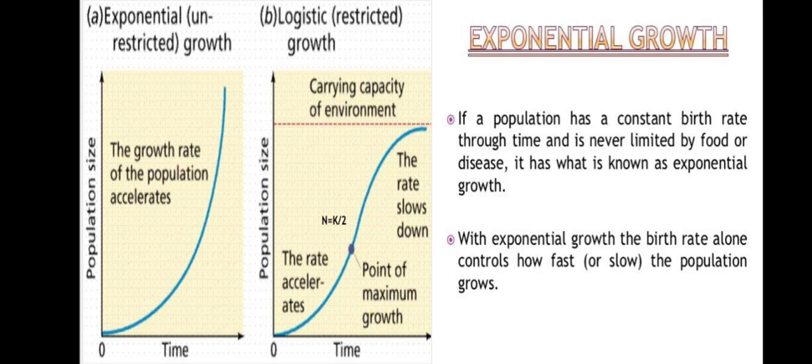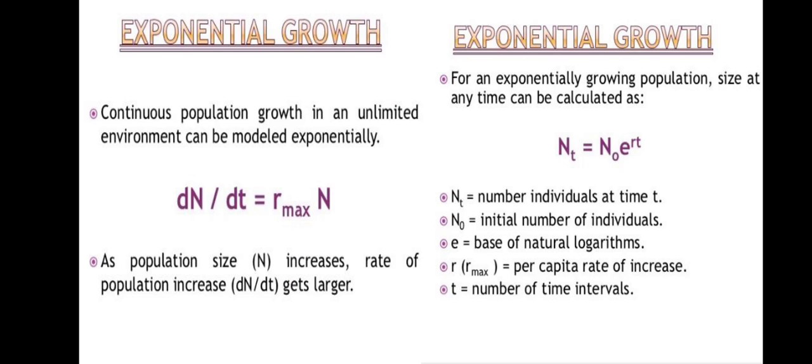If a population has a constant birth rate through time and is never limited by food or disease, it has what is known as exponential growth. With exponential growth, the birth rate alone controls how fast or slow the population grows. Exponential growth is a continuous population growth in an unlimited environment that can be modeled exponentially. It is dN/dt = r max N. As the population size N increases, the rate of population increase, dN/dt, also gets larger.